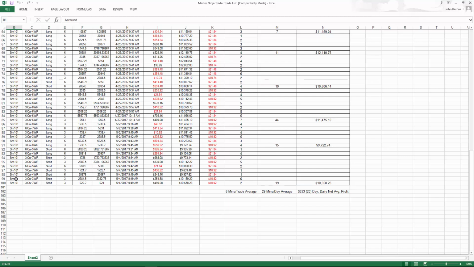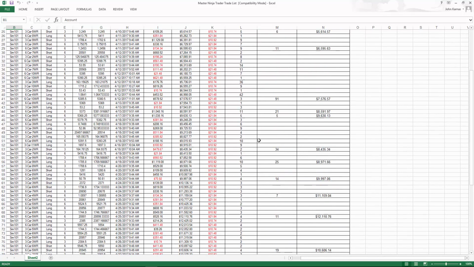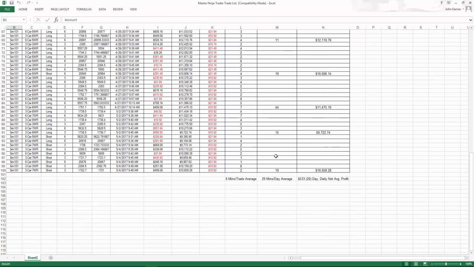It's 99 trades, 100 lines here, 20 days. And just some stats here, we were 6 minutes average in the trade, 29 minutes trading average daily. That includes the first day where we actually traded for 188 minutes. That was more of a standard kind of day. And then our total net profit over 10 grand in the 20-day period, which equals $533 per day. Let me show you some graphics of this.